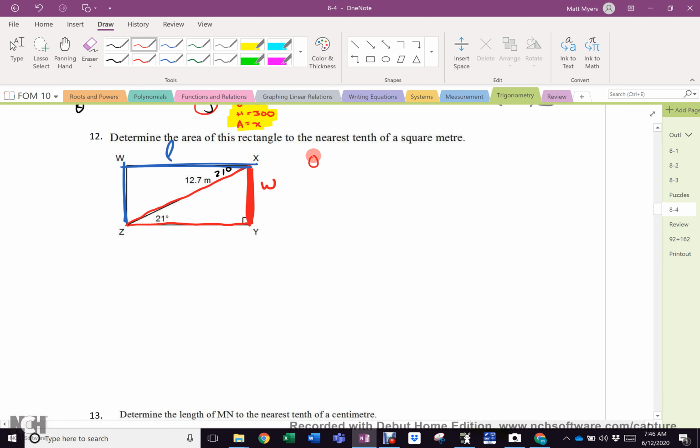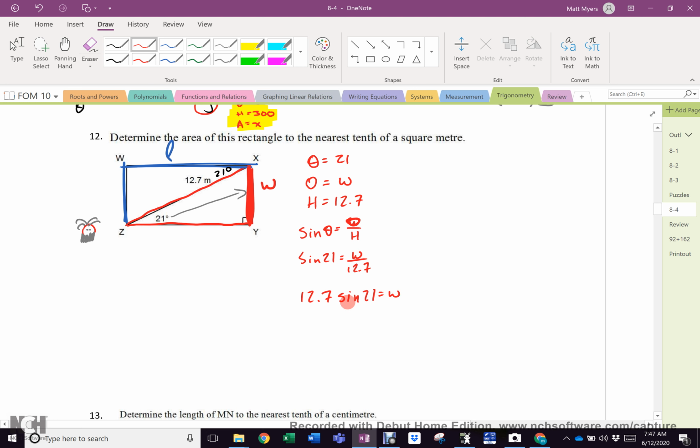So I'll do the red one first. Theta is, of course, 21. This is where I'm standing. There I am. Gray hair, gray beard. If I'm standing there, that's theta. What's that? Well, that's an opposite, is W, and hypotenuse is 12.7. So I get what uses O and H, sine theta equals W, equals O over H, sine of 21 equals W over 12.7, 12.7 times sine 21 equals W.